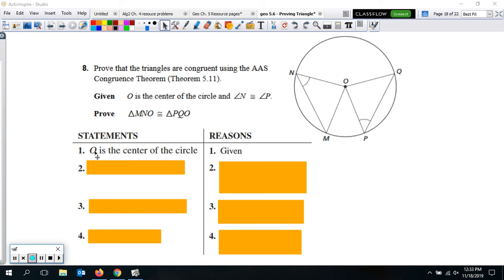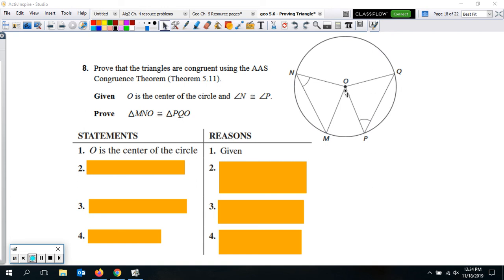So statements here, you could start by just stating the fact that O is the center of the circle. That's a given. So we're not going to talk about N is congruent to P yet, but we can definitely say that this here is a given. If you put down N is congruent to P in the given part number 1, that's not necessarily going to be wrong, but that's not how they're showing it here. And we're trying to make a logical argument to be able to say that this triangle is congruent to this triangle. So we're talking about these two triangles in here.